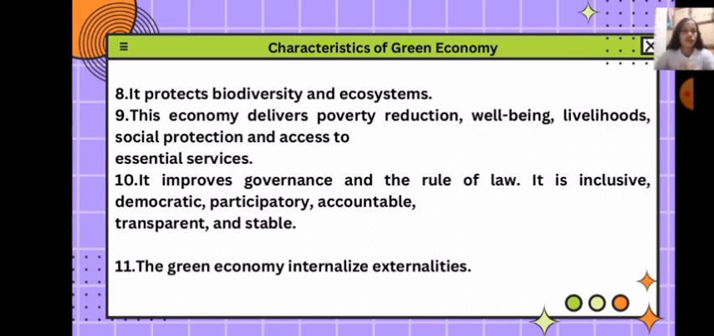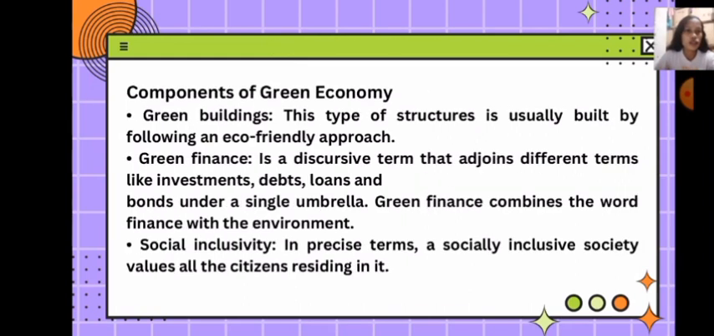So next we'll move on to the components of green economy. The first component of green economy is the green building. This type of structures is usually built by following an eco-friendly approach.